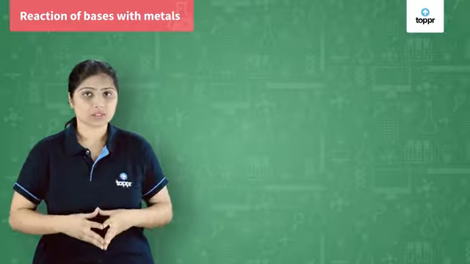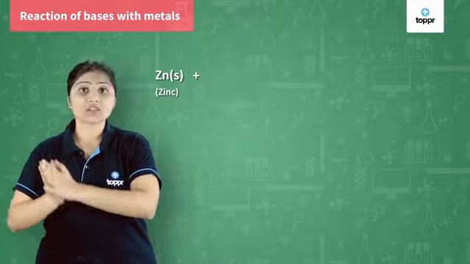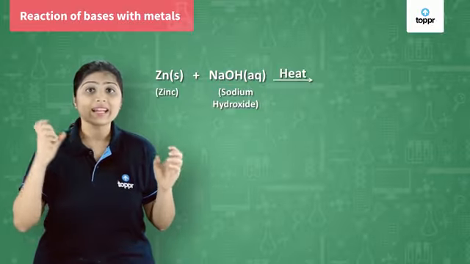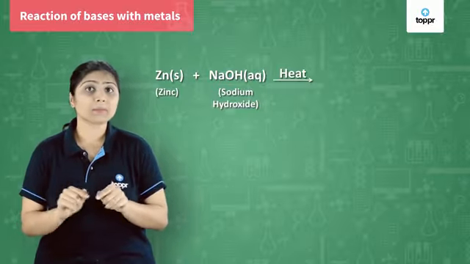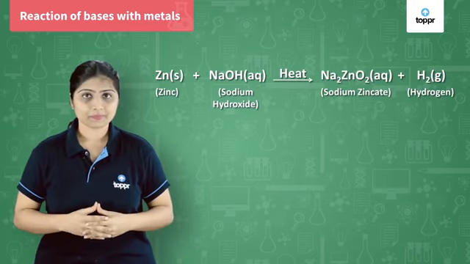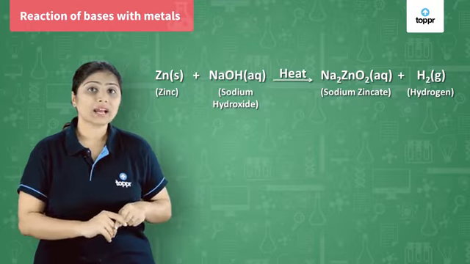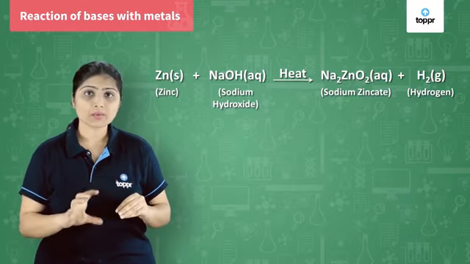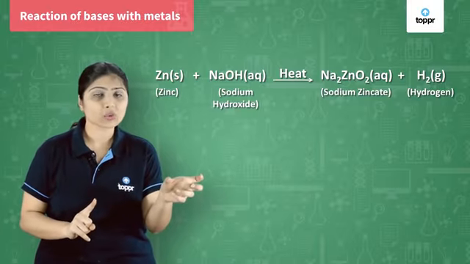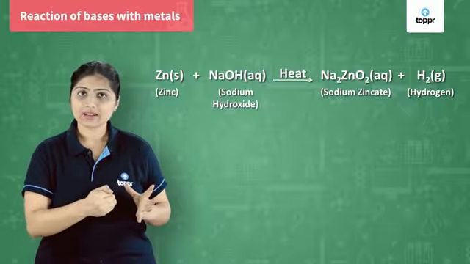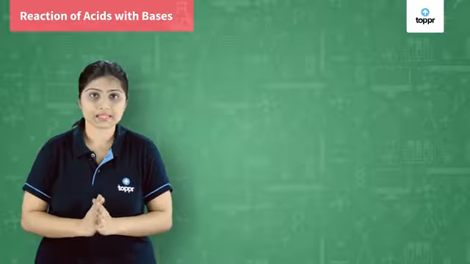Now let us see the exceptions. Okay, we have zinc, that is Zn, it reacts with NaOH, that is a strong base, and on heating it displaces the hydrogen from the base and it forms sodium zincate and hydrogen gas. Now sodium zincate's formula is Na2ZnO2. Reason, because sodium's valency is 1 and zincate's valency is 2. So when you cross multiply, the formula becomes Na2ZnO2.